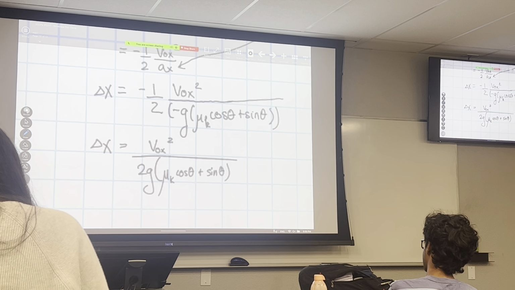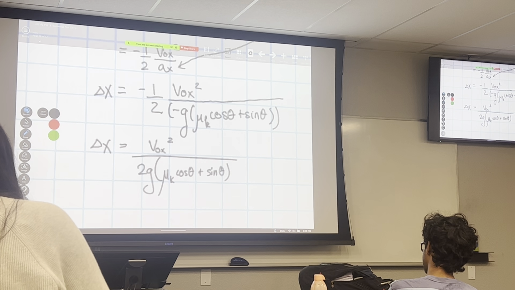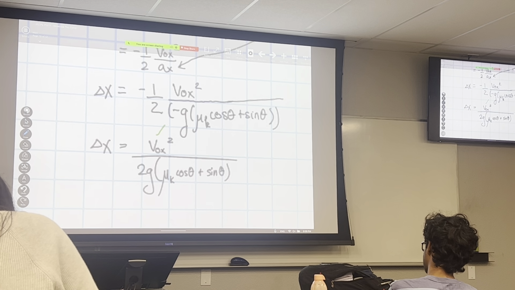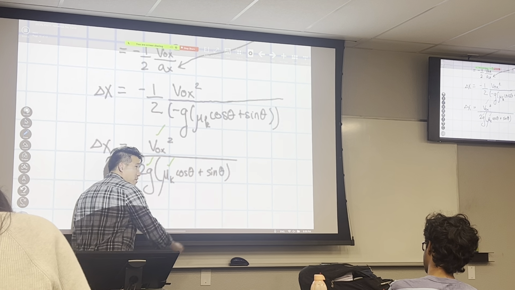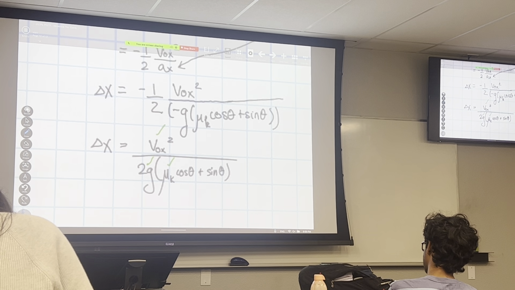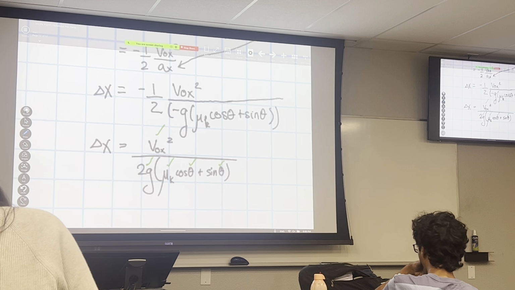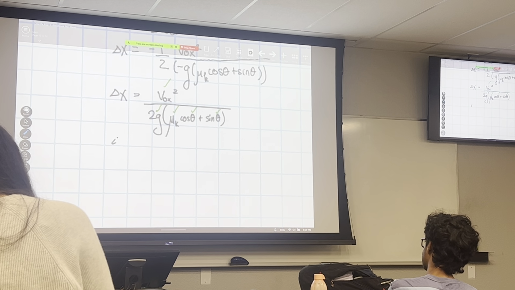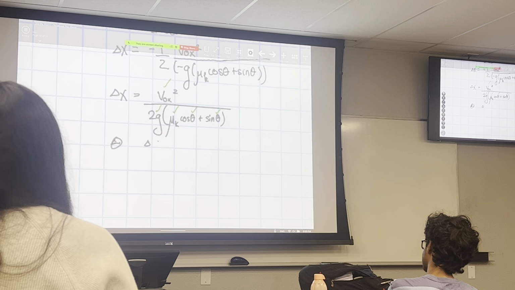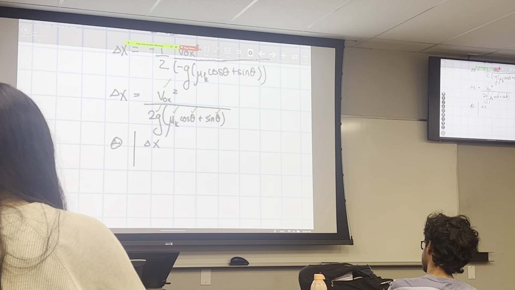And we just need to reassess. Do we know all the different parameters? Do we know the initial speed? Yes, the truck was going 30 meters per second. Do we know g? Yes, that's always 9.8. Mu k? Yes, we said we know it. Do we know theta? Well, we have the three different thetas, 10, 0, and negative 10. And so we know these as well. And from here, you can easily make a theta and delta x table.